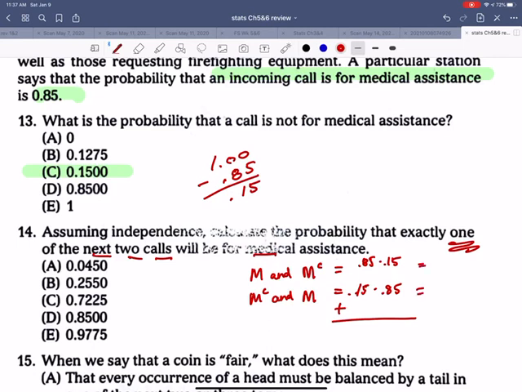So this gives me 0.1275. Of course, for both, they're the same product. So in adding them together, I get 0.255. So when I look at 14, I find my answer is B. That matches 0.255.